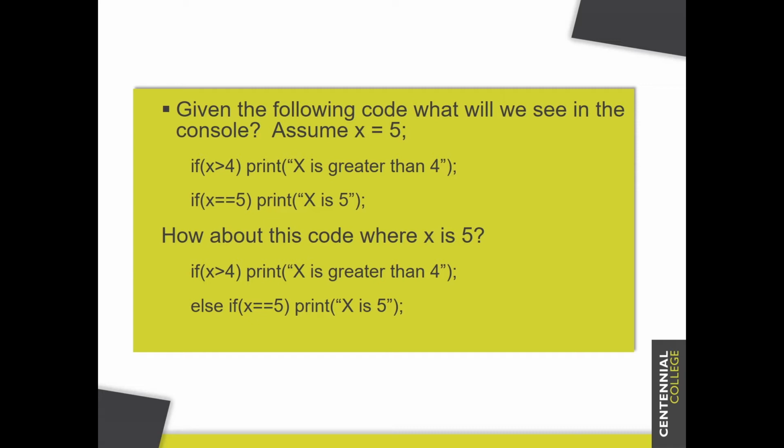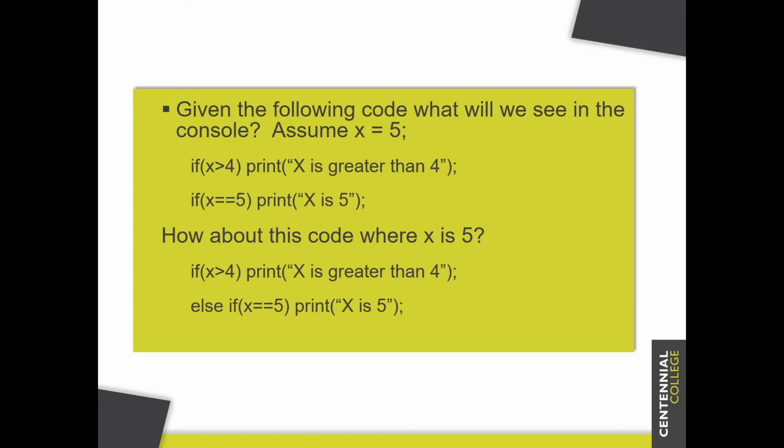In the case where we assume X is equal to 5, well, the first condition is met. If X is greater than 4, then it's going to print "X is greater than 4," and X also equals 5, so therefore we're going to see two print statements: "X is greater than 4," and "X is 5."